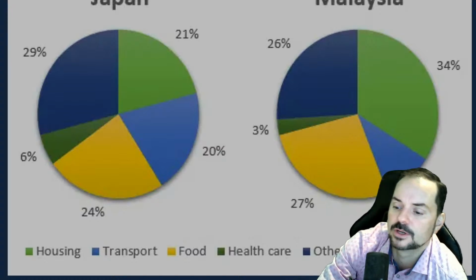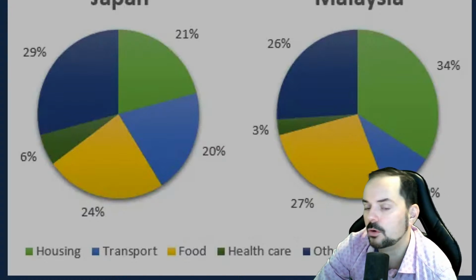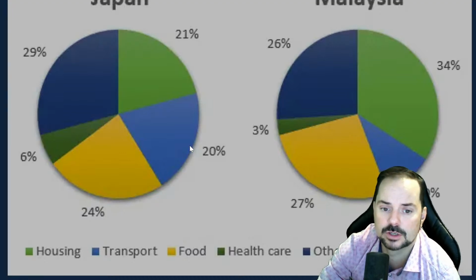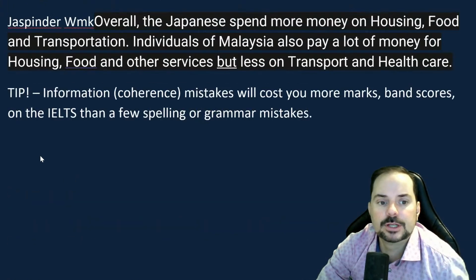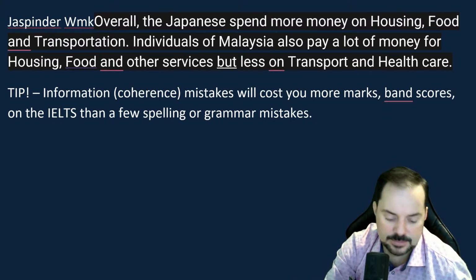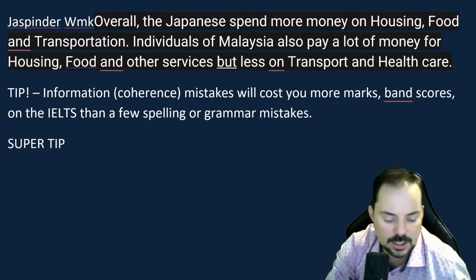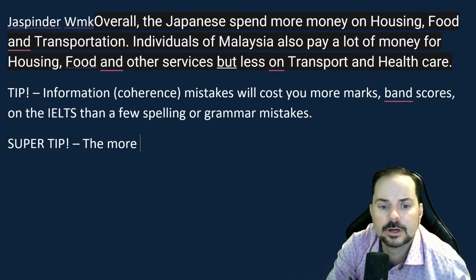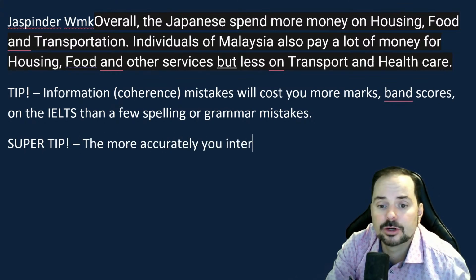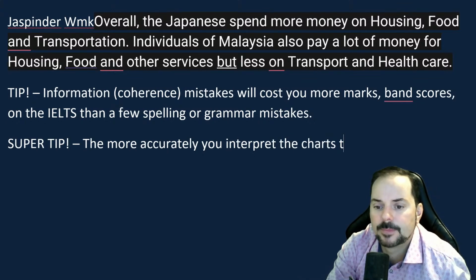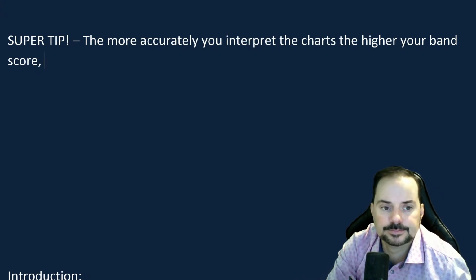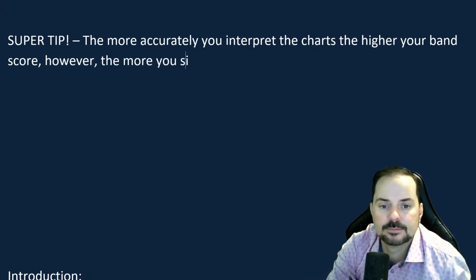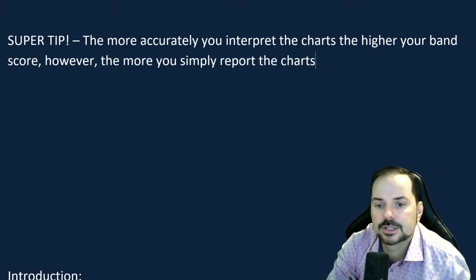You always get more marks for interpretation. Okay? So the more you interpret, the higher your band scores. The more you just report, the lower your band scores. Okay? Keep that in mind. That's an important tip again, everybody. So this is a super tip. So the more accurately you interpret the charts, the higher your band score. The more you simply report the charts, the lower your score.